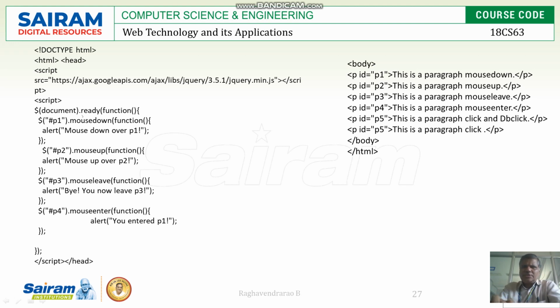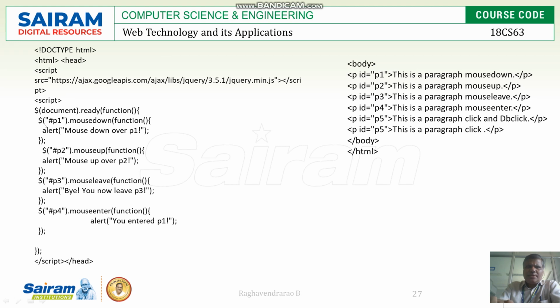What are those operations? Mouse down is there. Those are the events. Mouse down event, mouse up event, mouse leave event, mouse enter event. These things are going to be there. Now you can use these things for this body. So how you will write this basically is, you can write like this.